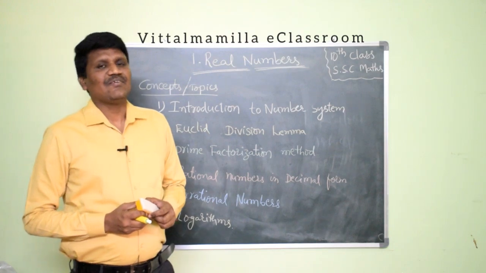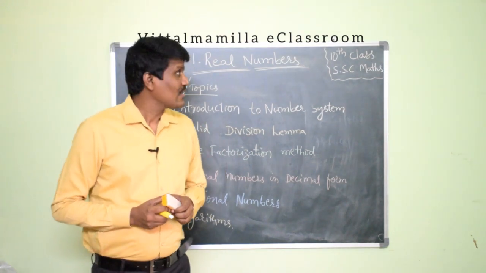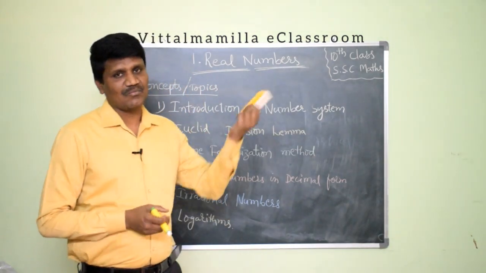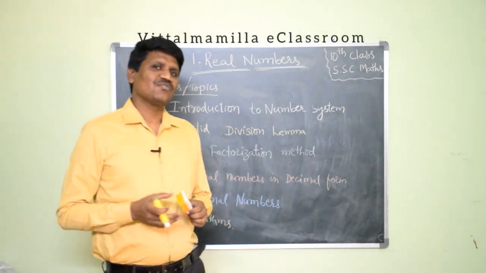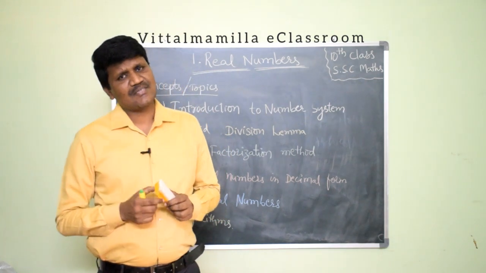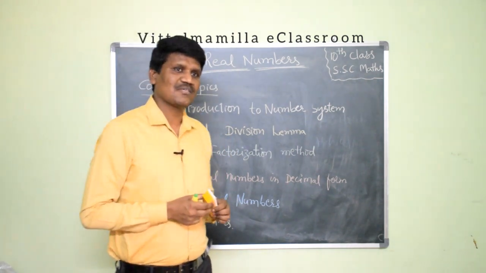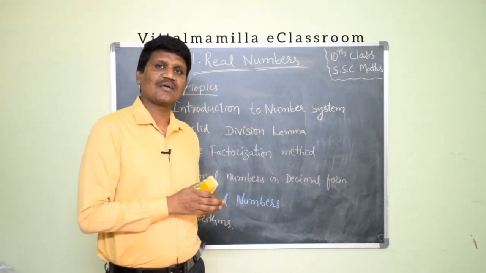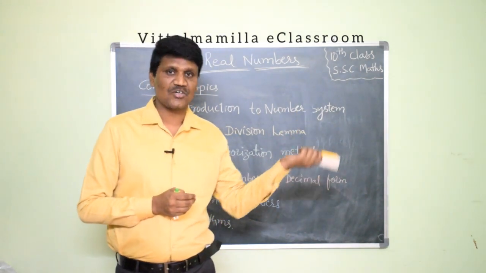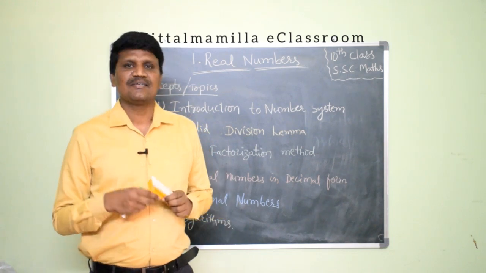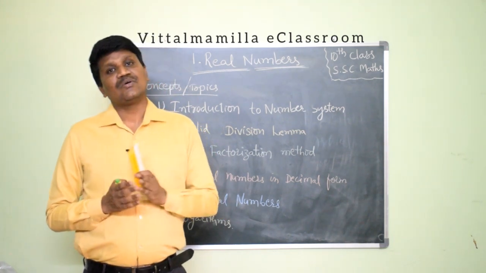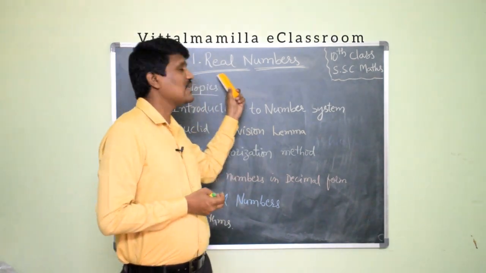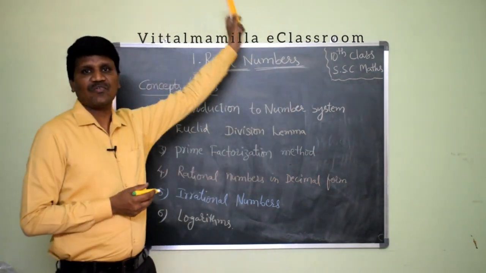So today we are going to explain from the 10th class the first chapter, Real Numbers. In the 10th class we have a total of 14 chapters. Out of 14 chapters, it is divided into two papers. The first paper consists of 7 chapters, and the second paper has 7 more chapters. So the first chapter, Real Numbers, comes under paper 1.